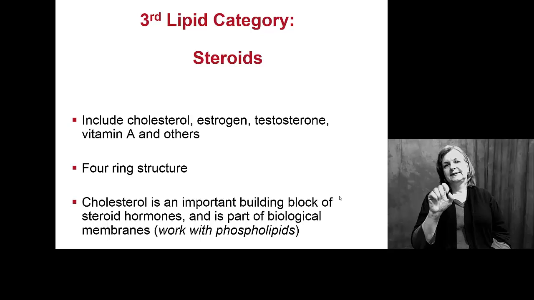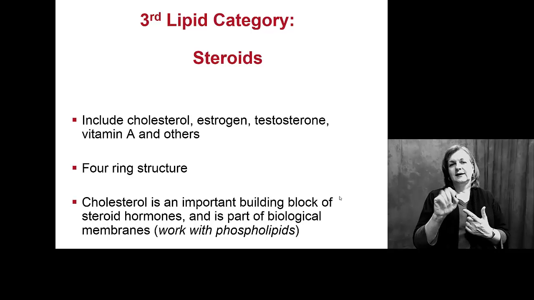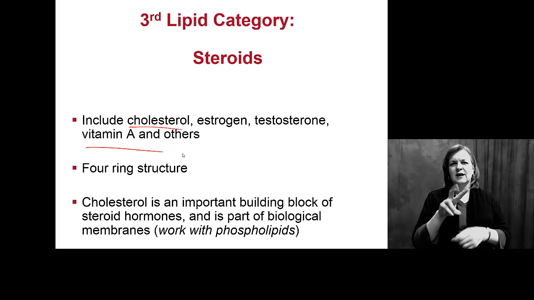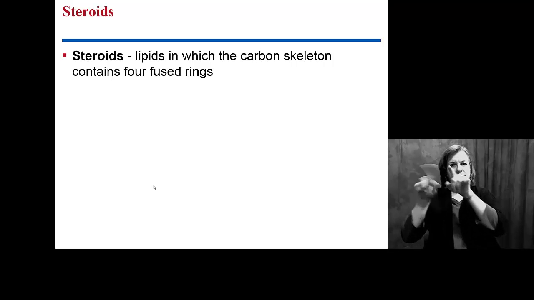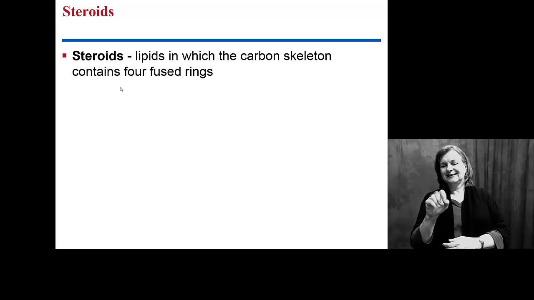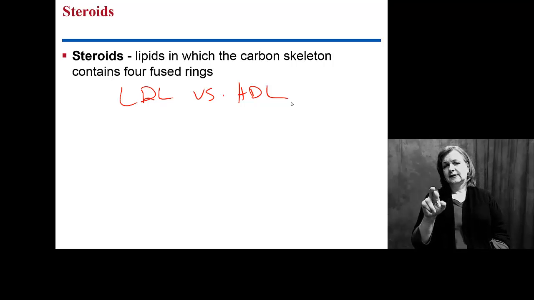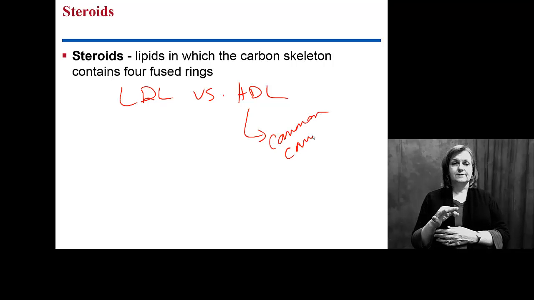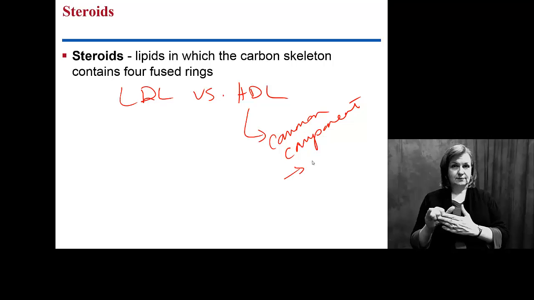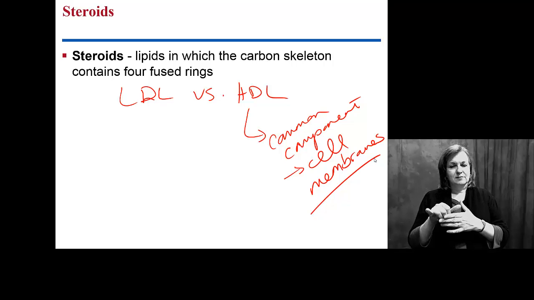When we look at steroids, we talked briefly about estrogen and testosterone already, but they also include cholesterol, vitamins. They're a 4-ring structure, okay? So when we look at our steroids, LDL versus HDL comes back again when we talk about cholesterol. But we also look at steroids and cholesterol as being a very common component in cell membranes. We talked about that. You need to keep that in mind when we talk about cells.